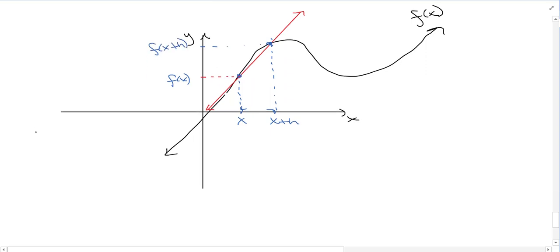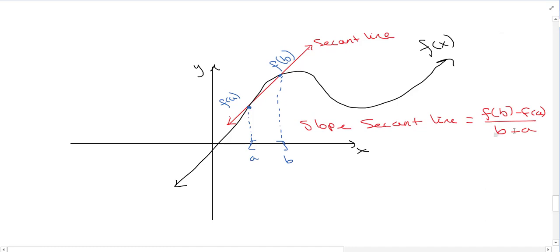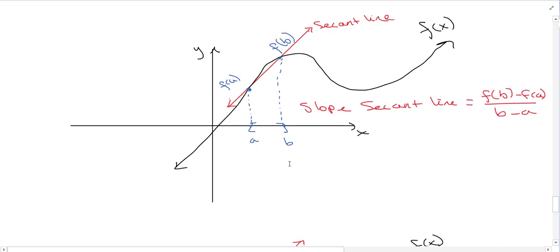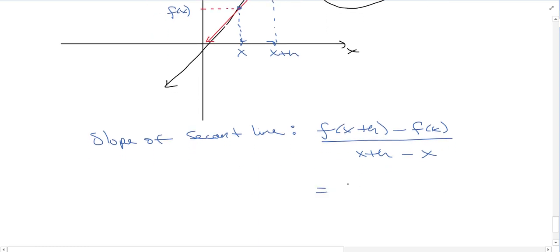And so the slope of the secant line, just as we did before, would be the change in y over the change in x. So here we had f of b minus f of a over b minus a. All I did was change the a and the b to x and x plus h. And so this is going to be the slope of the secant line, f of x plus h minus f of x all over x plus h minus x, right? f of b minus f of a over b minus a. And this is how we get our difference quotient: f of x plus h minus f of x all over h.